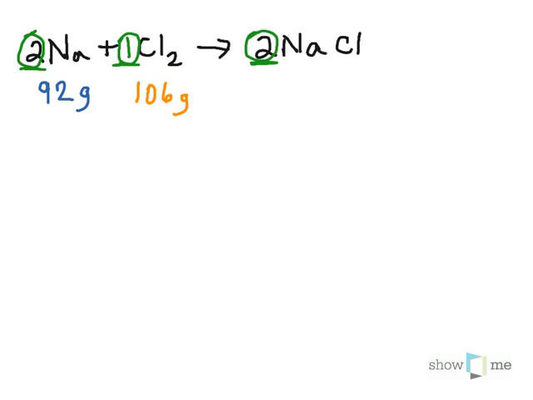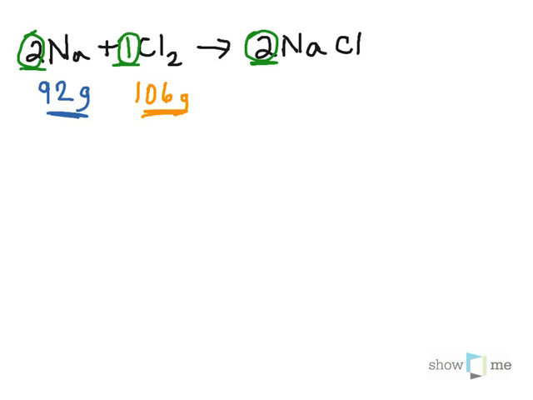So in this case, I just picked some numbers that would be relatively easy to follow and interpret. If we happen to have 92 grams of sodium, and 106 grams of chlorine, what we want to know is which one of these is the limiting reactant. Essentially, which one gets used up first and causes the reaction to stop. And then the other one we would call the excess, the one that has some leftovers.